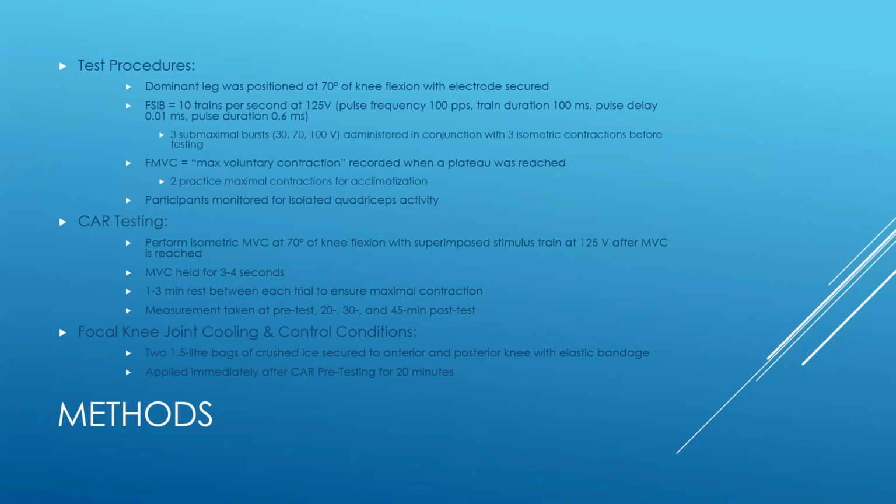The maximum voluntary contraction, that FMVC, was recorded once that plateau was reached. So they had 2 practice maximal contractions just to acclimatize them to the scenario. And then the testing began. And once that plateau was reached, that was what was considered that FMVC. The participants were also monitored for isolated quadriceps activity. They were watched to make sure that they weren't using any sort of compensatory muscles or adjusting their position to allow for an easier contraction through biomechanics and compensation.